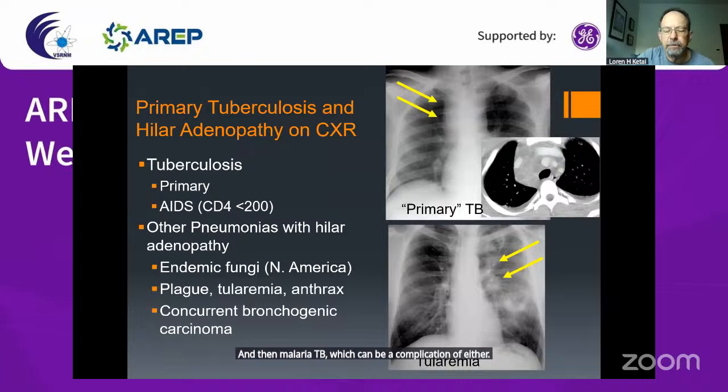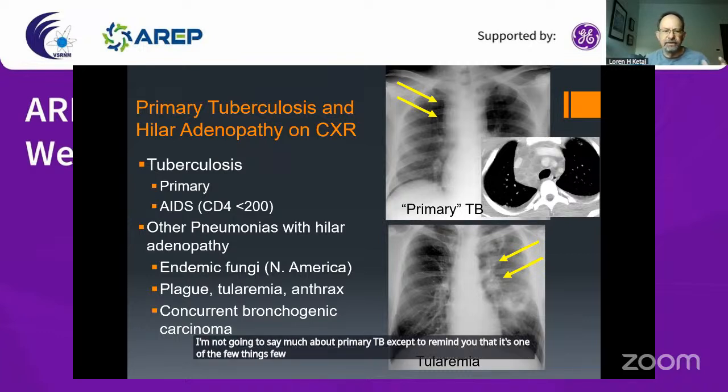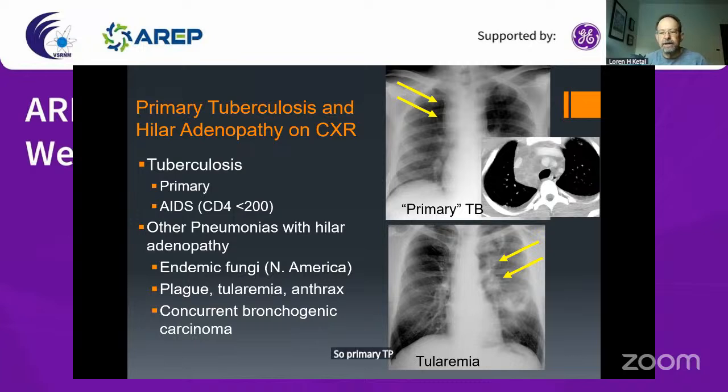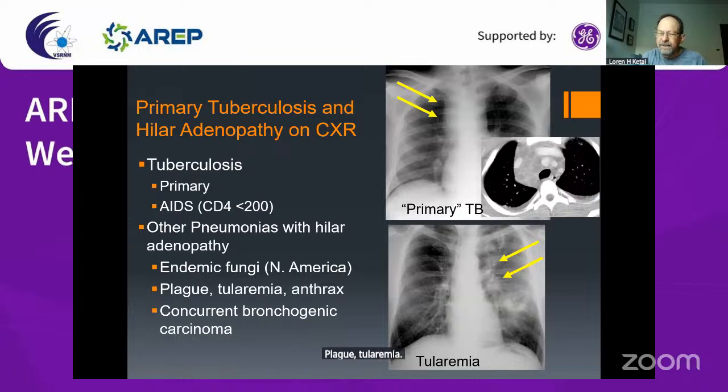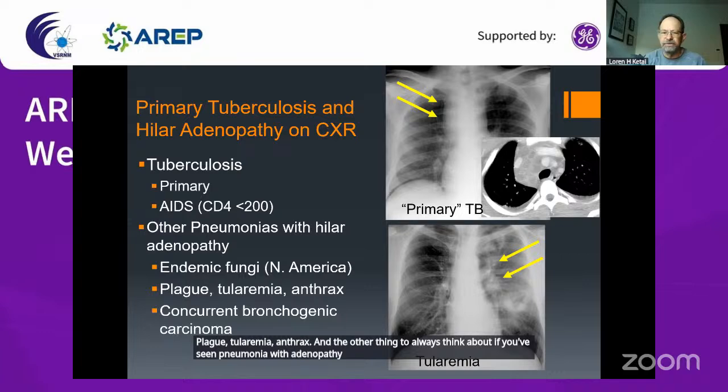I'm not going to say much about primary TB except to remind you that it's one of the few kinds of infection that causes adenopathy large enough to be visible on chest radiograph. So that's the primary TB pattern. The other things to think about in North America, we think about fungal disease. Other rare infections cause it: plague, tularemia, anthrax. And the other thing to always think about if you see pneumonia with adenopathy is: is there an underlying bronchogenic carcinoma? Well, let's turn to cavities.